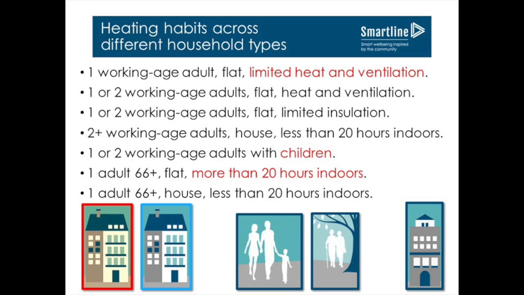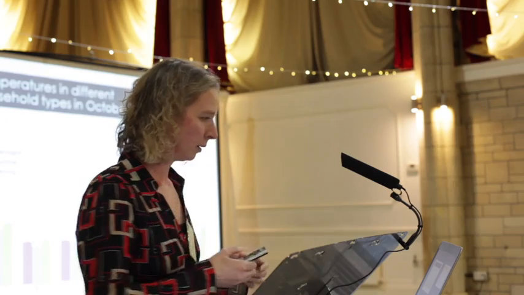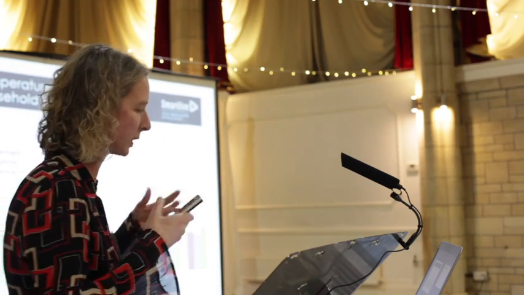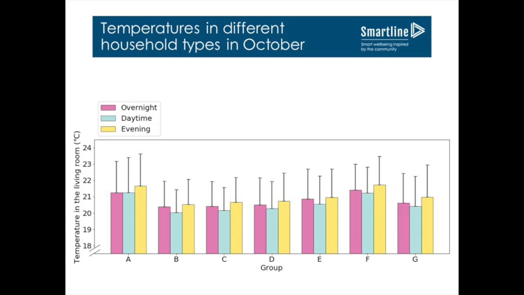So, for example, the first group here represents one working-age adult living in a flat who heats and ventilates a few rooms, and the fifth group represents those families with children. Having established those different home types and the factors that might affect heating, we can then summarise the sensor data according to those groups. So here I have an example with the temperature in the living room across the different groups at different times of day.